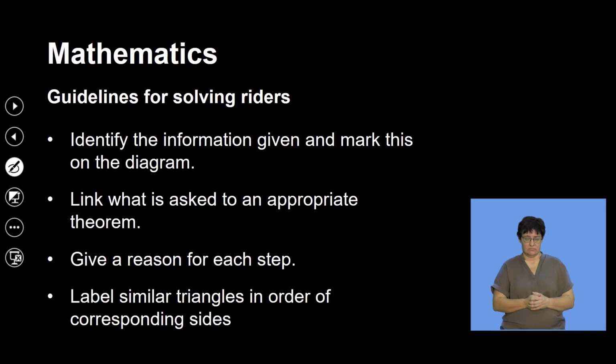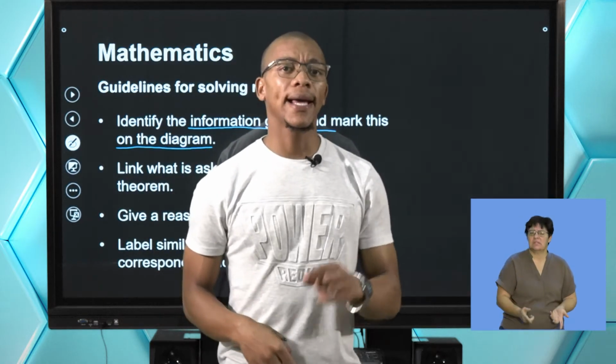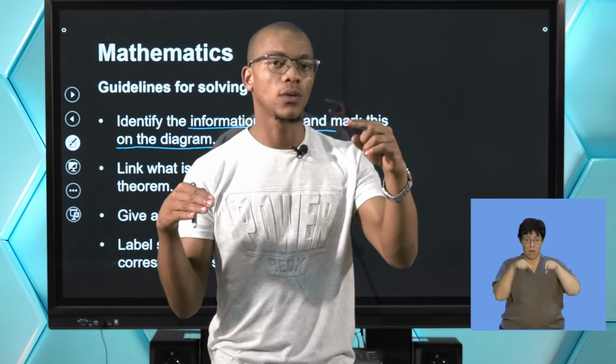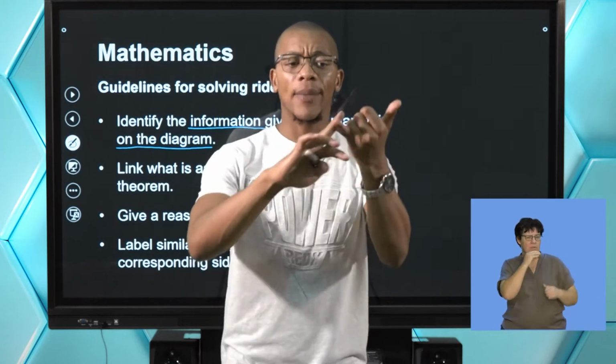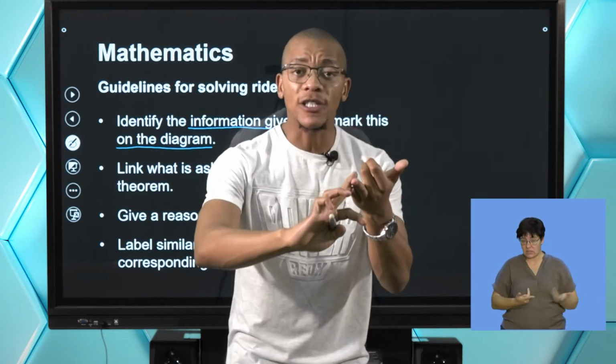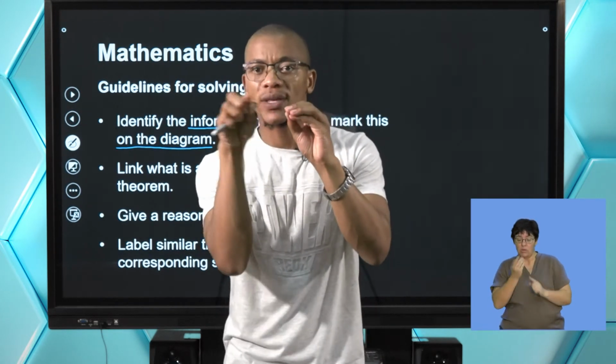Now when solving some riders, guys, because I know this is one of the problems that you guys are dealing with, I said, let me just try and give you some information that I know will assist you in solving this. One, make sure that you identify the information that is given and mark it on the diagram. What do I mean here? As soon as I say to you, line 1 is parallel to line 2, immediately you need to think about the properties of those parallel lines. I might have alternate angles, I might have corresponding angles, I might have co-interior angles. I must go to my diagram and show them on the diagram.